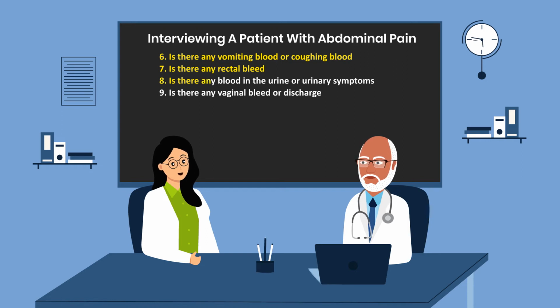Then you ask, is there any blood in the urine or urinary symptoms? This could suggest a kidney stone. And then, is there any vaginal bleed or discharge? This could suggest a vaginal infection such as PID, or even an ectopic pregnancy with vaginal bleed.